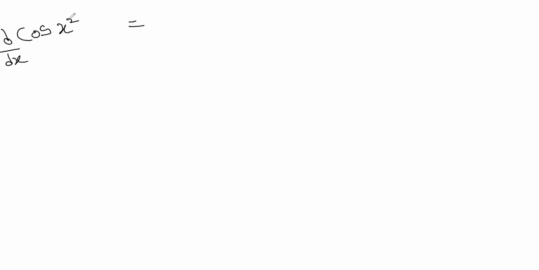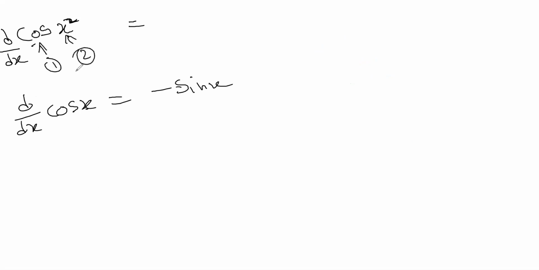Now it is cos x square, right? So here cos is one function, x square is one function. If it is just d by dx of cos x, that is one function, then directly we will write minus sin x. But here it is cos of x square, means there is one function, second function. Total there are two functions, correct? So when there are two functions, you have to proceed with chain rule.